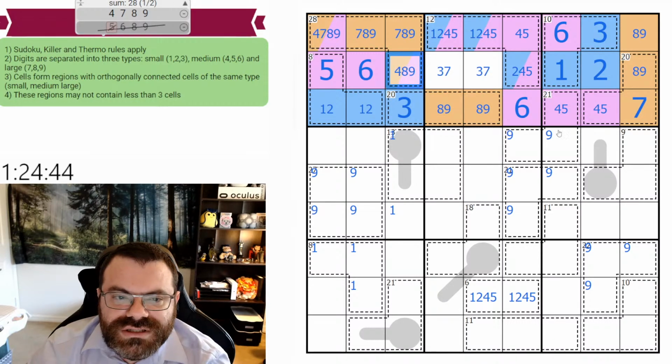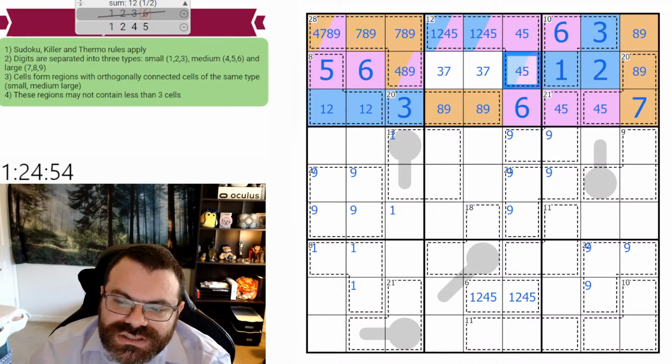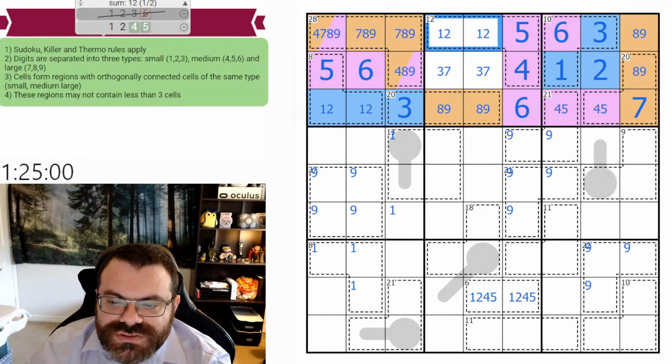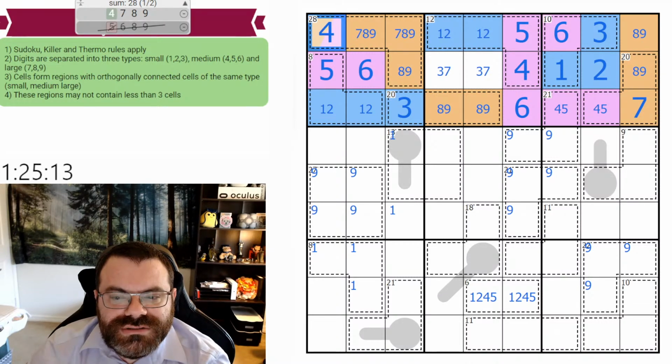Three, 7 pair means that's not a 7. That's not a 2. So that's a 4 or 5 pair. Oh, it sees a 5, so that's 4. That's 5. These are both blue. They'll be finished by the 3. That's not a 4, so it's high. So it places our 4 here.